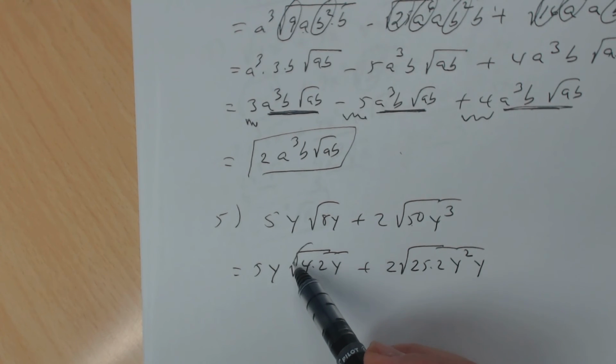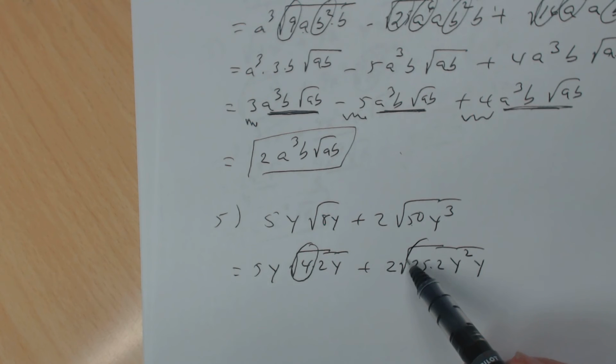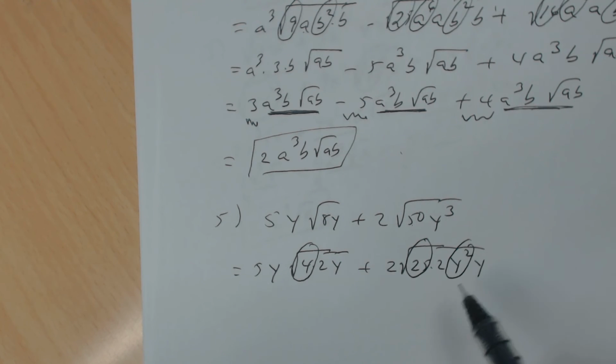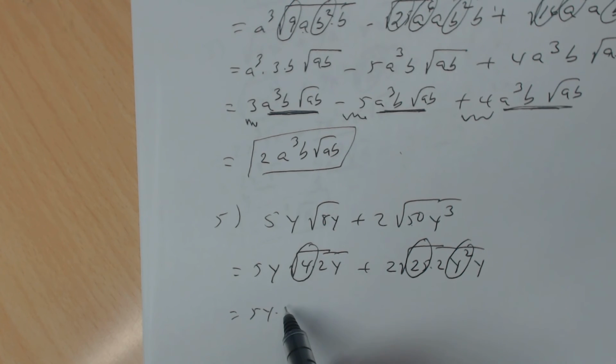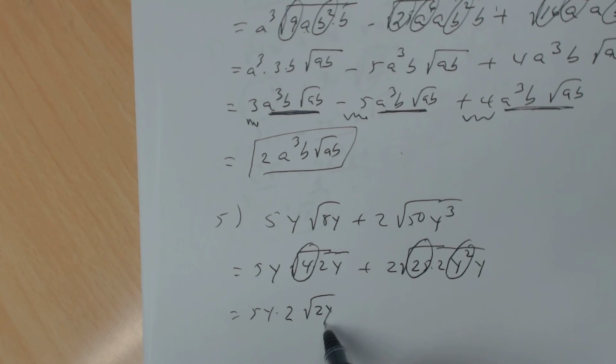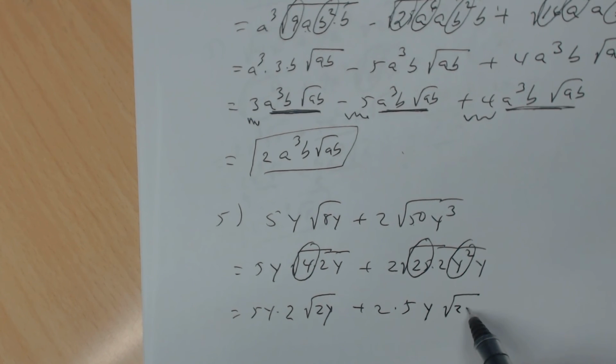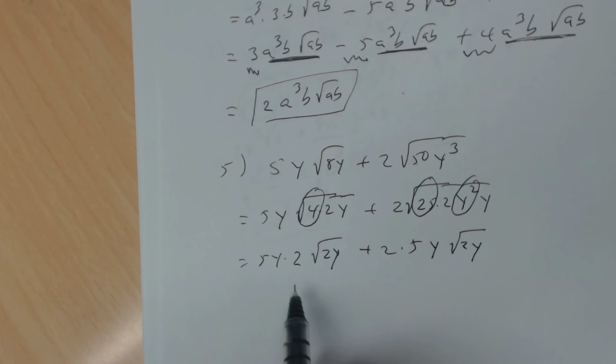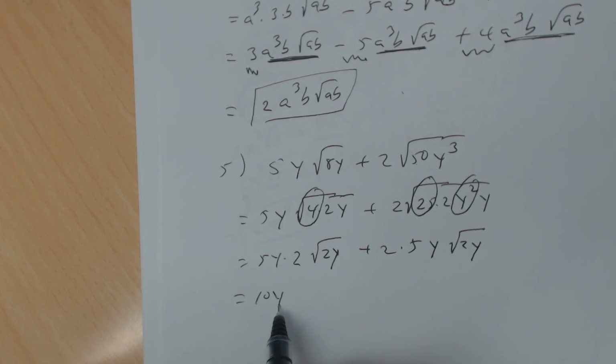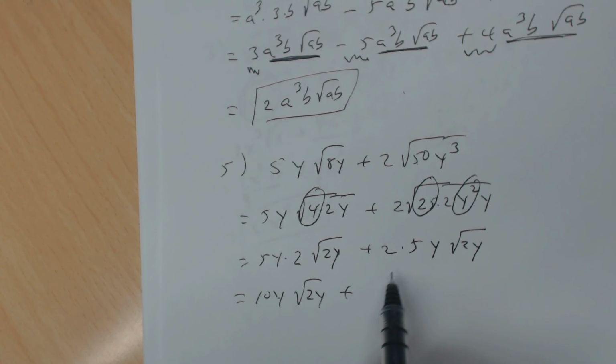And I'm going to circle the ones I can simplify, and let's see what we get. We get 5y times this square root of 4, which is 2, and you're left with square root of 2y, plus 2 times the square root of 25 is 5, and the square root of y squared is y, and you're left with square root of 2y. Simplifying this, 5y times 2 is 10y, square root of 2y, plus 2 times 5 times y is 10y again, square root of 2y.